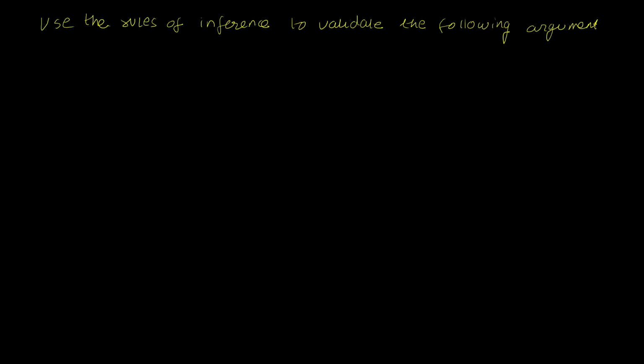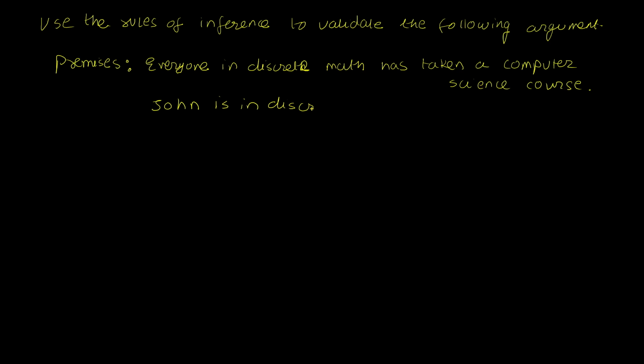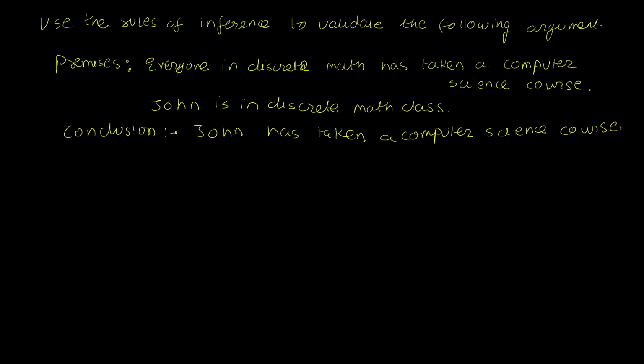And all of our questions will have the same requirement: use the rules of inference to validate the following argument. Okay, so let me write the first question here. Okay, so we'll start with an easy problem. Everyone in discrete math has taken a computer science course and John is in the same class. So John has also taken a computer science course.